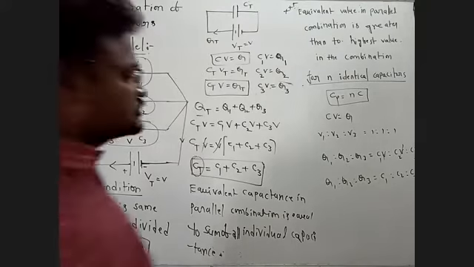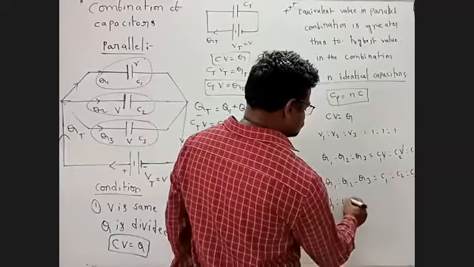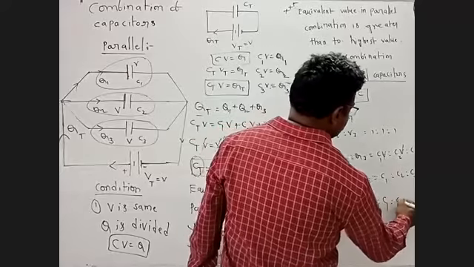Next, energies. Energy means U1 : U2 : U3 is equal to C1 : C2 : C3.